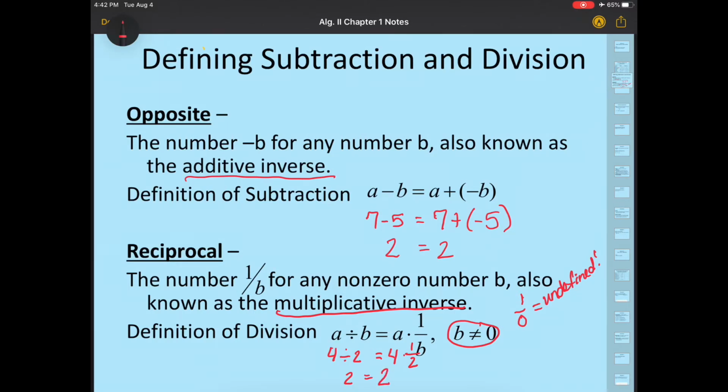Okay, so basically with the reciprocal, we know that the opposite of multiplication is division. So our multiplicative inverse has a fraction, which indicates division. Whereas if we look at our opposite, the opposite of addition is subtraction. So we have our additive inverse, or that negative b, or negative number.